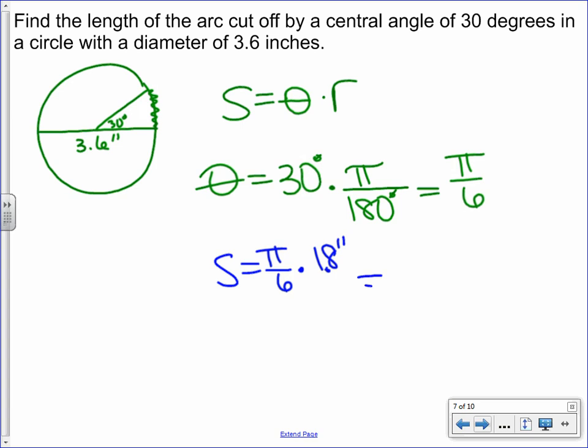Okay, 1.8 because our diameter was 3.6. So Kyler, you have your calculator out. What is pi over 6 times 1.8? 0.94. Okay. Arc length is a measurement. We took radians times inches, so we have inches.